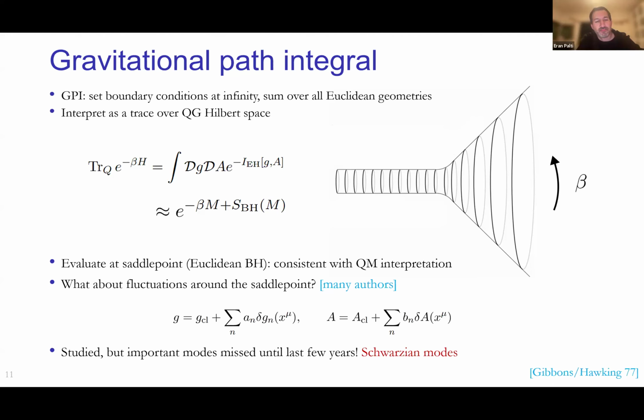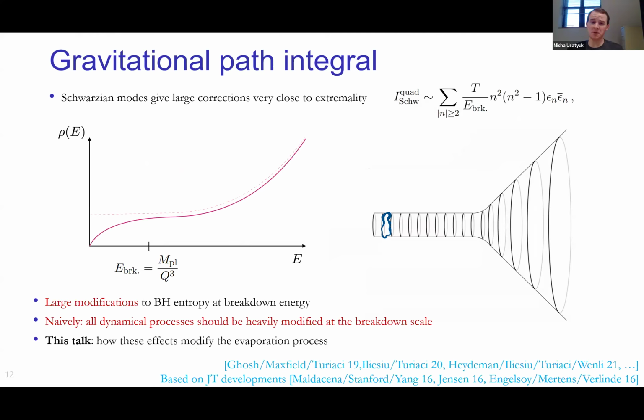Okay, so what happens if you take into account these new Schwarzian modes? Well, if you work out their quadratic action, it looks like the following. It looks like temperature over some energy scale. The energy scale I'll call E_breakdown, and E_breakdown is set by the Planck mass over the charge Q cubed. Okay, and then there's some prefactor. The epsilon_n's are basically the a_n coefficients on the previous slide. The epsilon_n's are integrated over to give us the one-loop determinant.